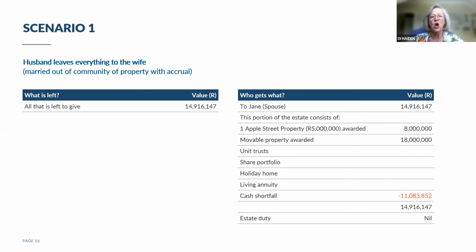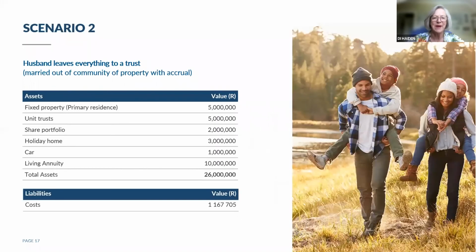Okay, so moving on to scenario two, which is the same pot of money, but we have a different heir. The husband now decides he's going to leave everything to a trust because he wants to make sure it's going to stay in trust, that Jane's not going to spend it, and it's going to be left there for her and for his children. Again, married out of community of property with the accrual system. Again, the same pot of assets, the 26 million.